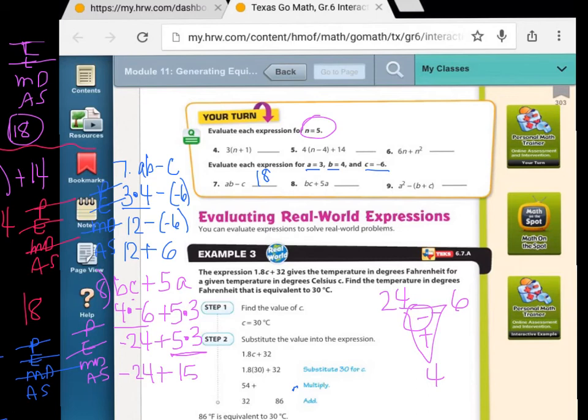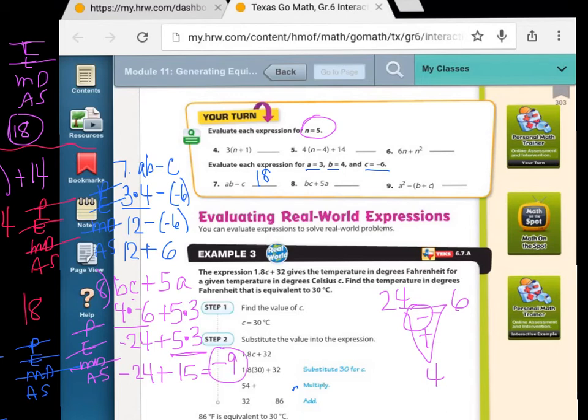Okay, and this is an addition problem. We're done with multiplication and division. What do you have more of? More positives or more negatives? You have more negatives. And then how many more negatives do you have? Well, you have to subtract to figure that out. So 24 minus 15 is 9. So your answer is -9.